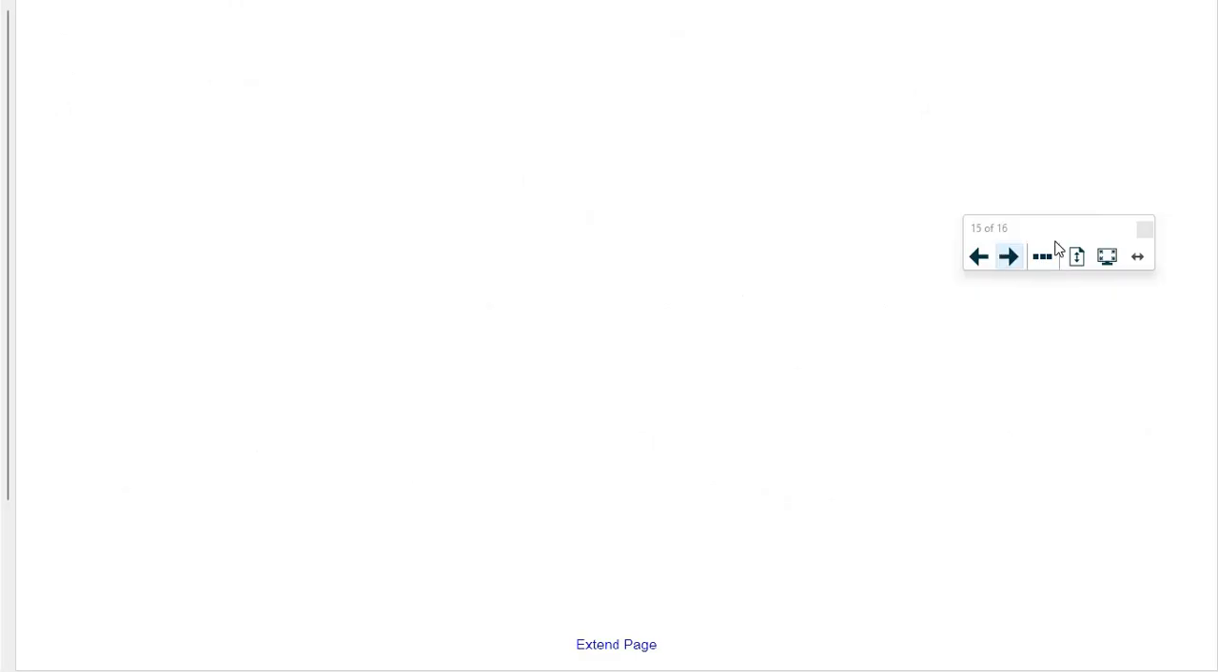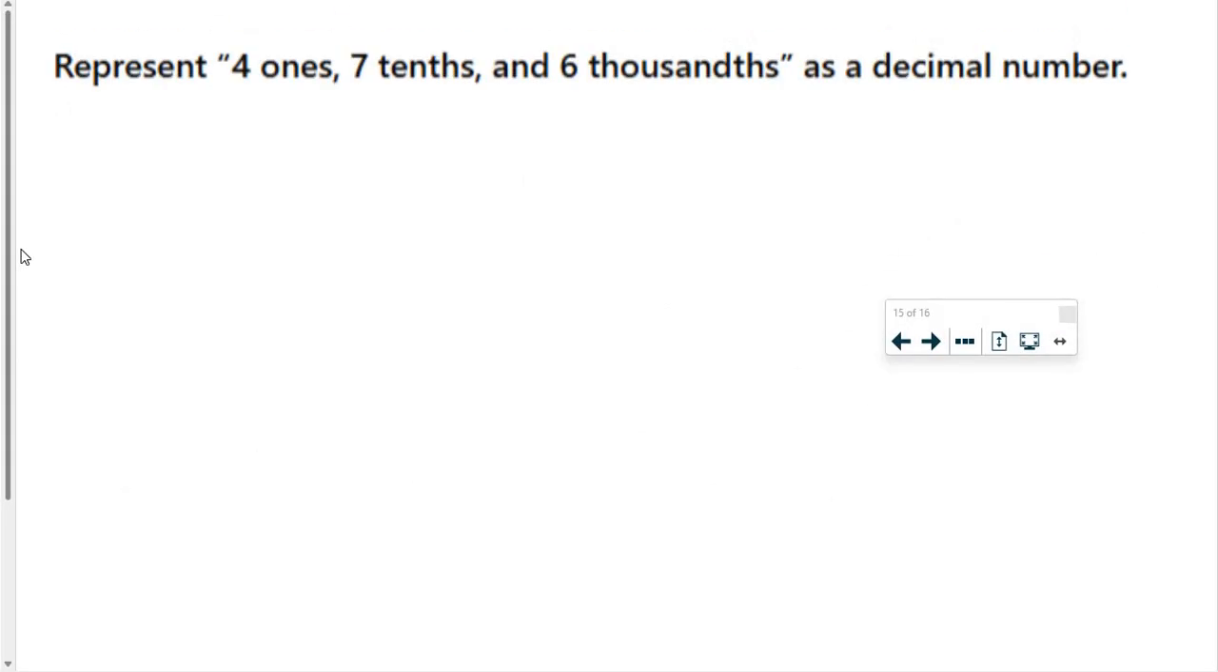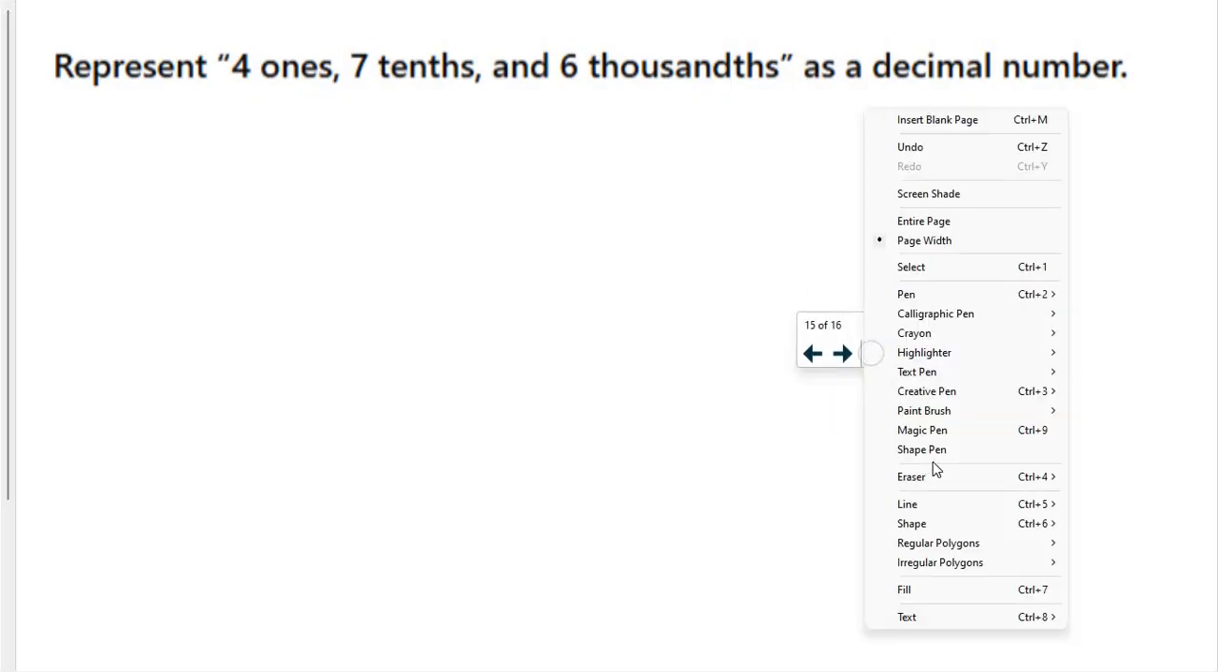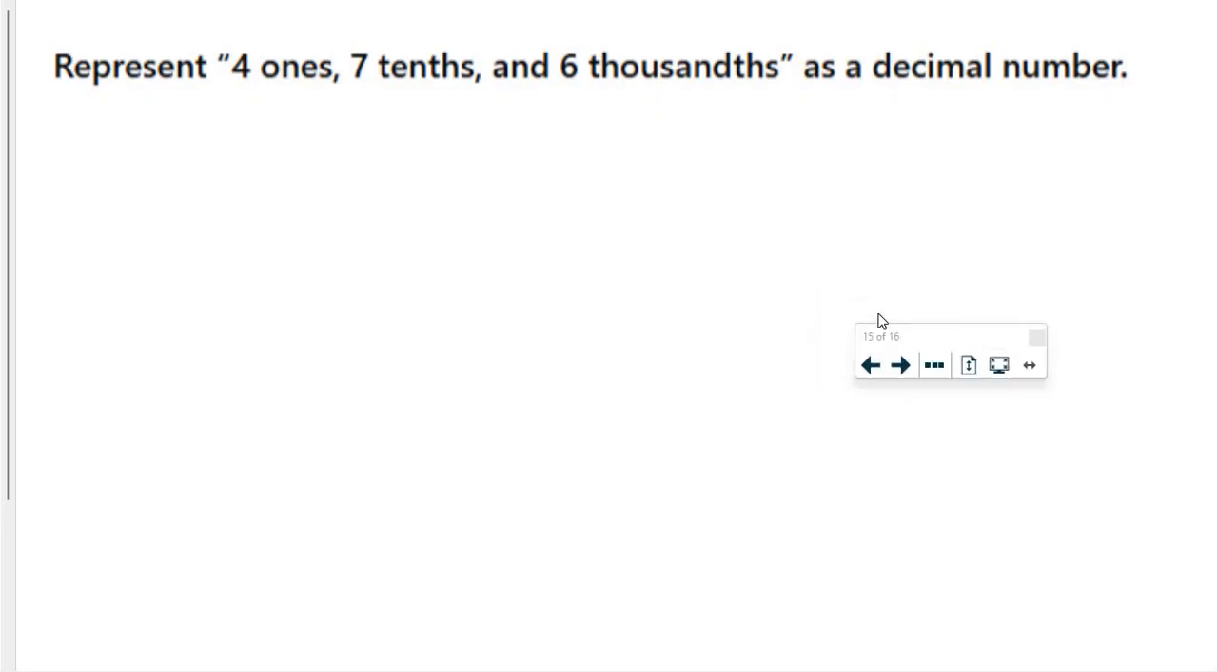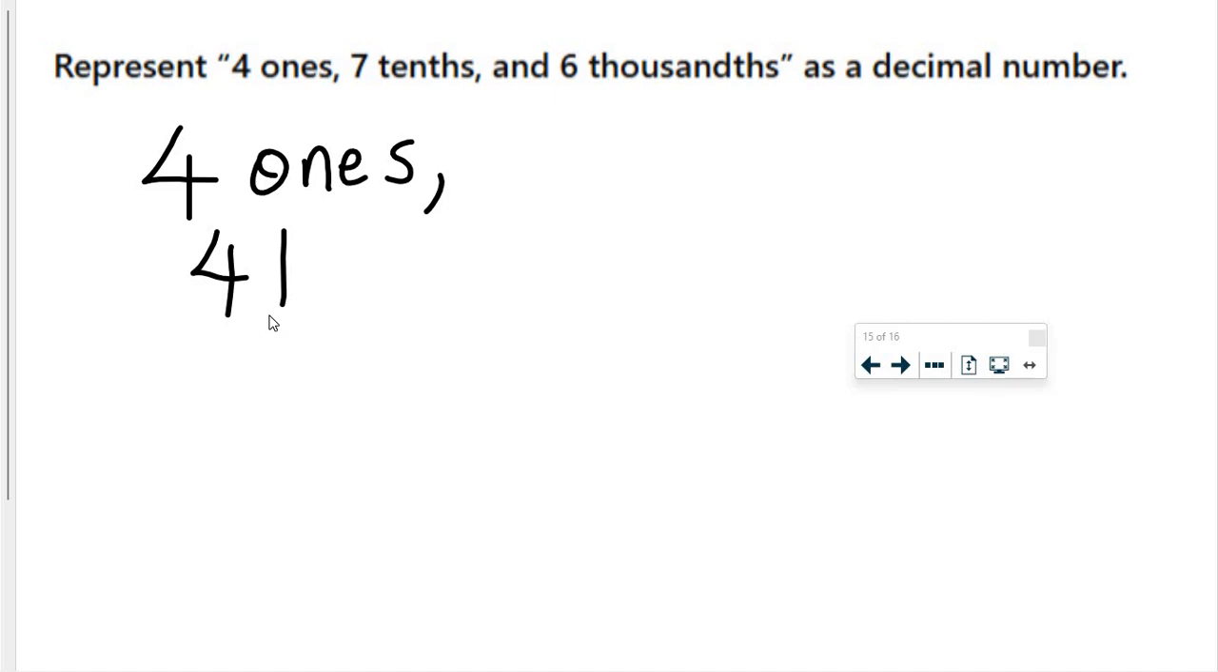Then, this will be the last question. This will be the last question for today. This question says, represent 4 ones. People will interpret 4 ones as 41. 4 ones does not mean 41.